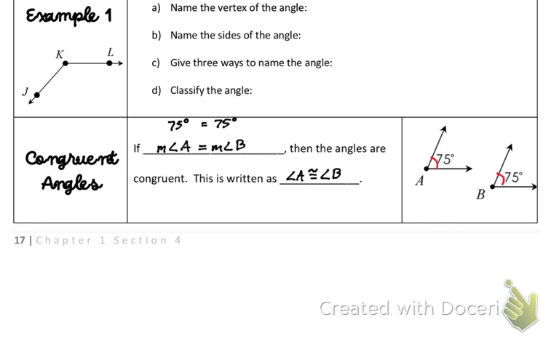One more time. Measure says the degrees. This just says the shapes are the same. This is saying the numbers are the same. That's why with measures we use equal signs. Without measures we use that congruent symbol.